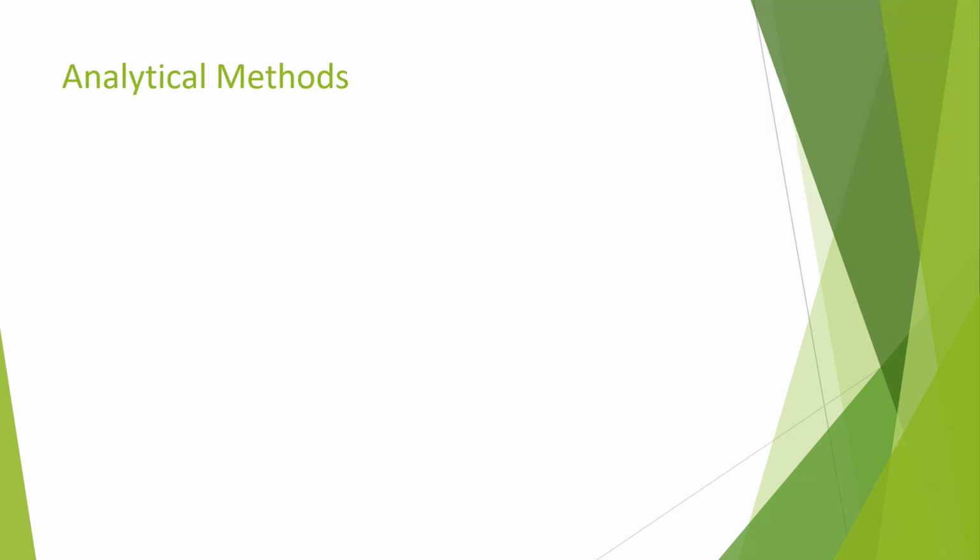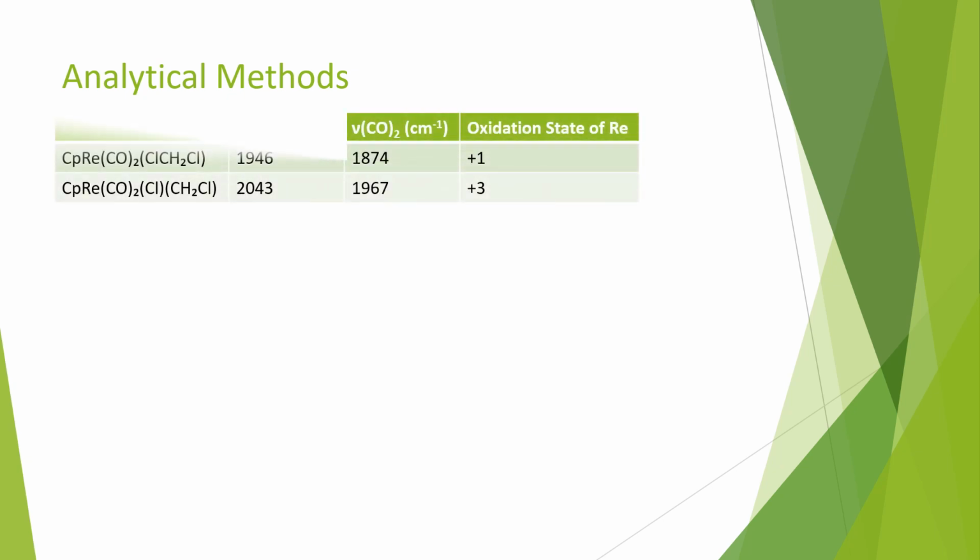In this slide, I'll be talking about analytical methods and how they can and are used to infer electronic structure within intermediates and other parts of the reaction. So first of all, in the intermediate complex, the carbon monoxide ligands produce IR peaks at 1946 and 1874 centimeters to the minus one respectively.